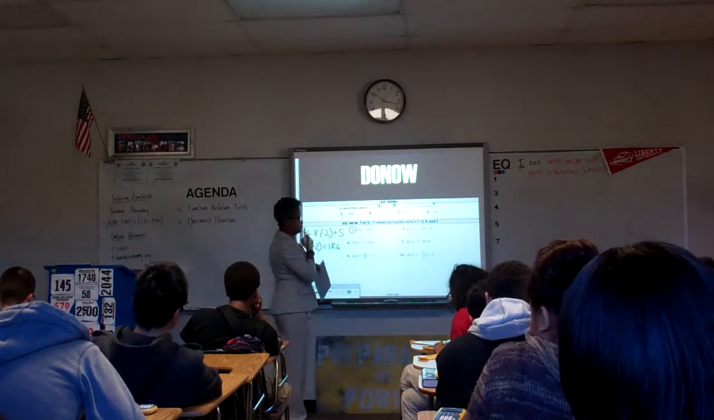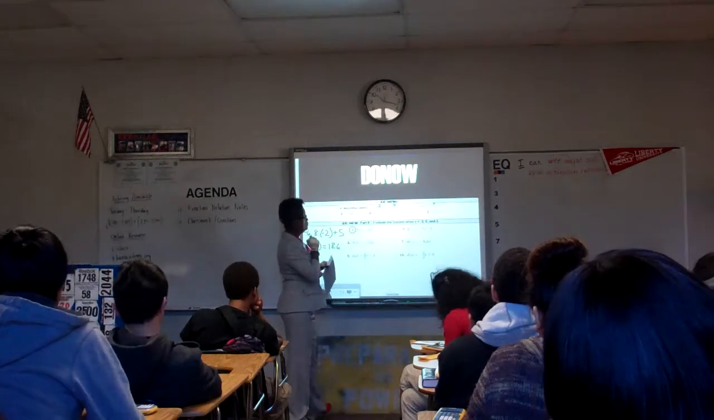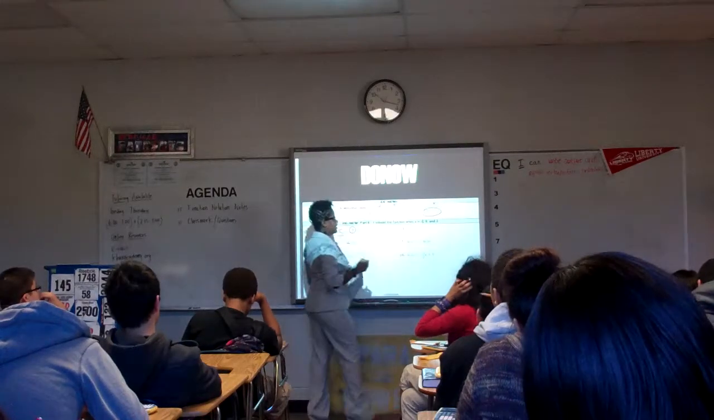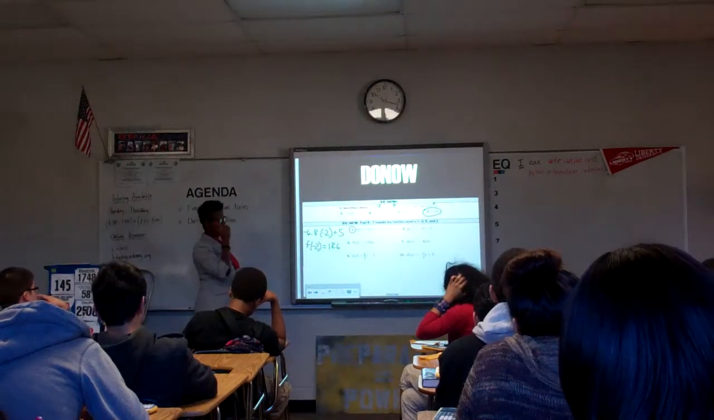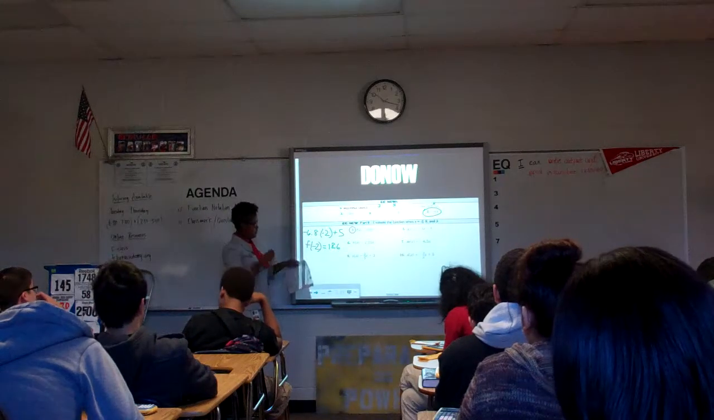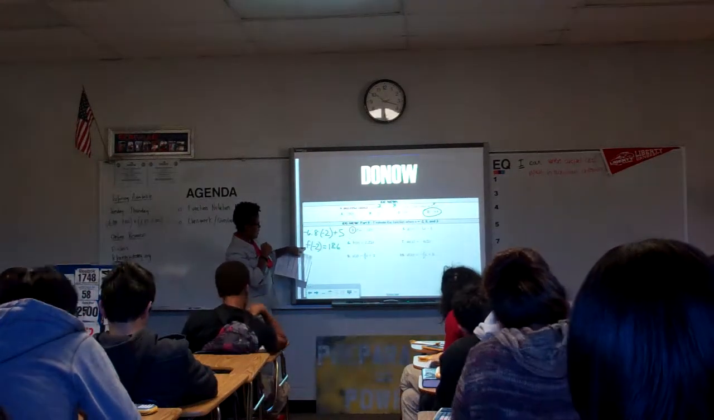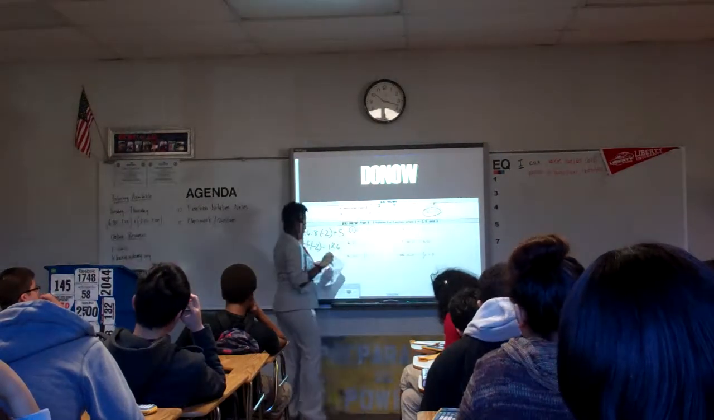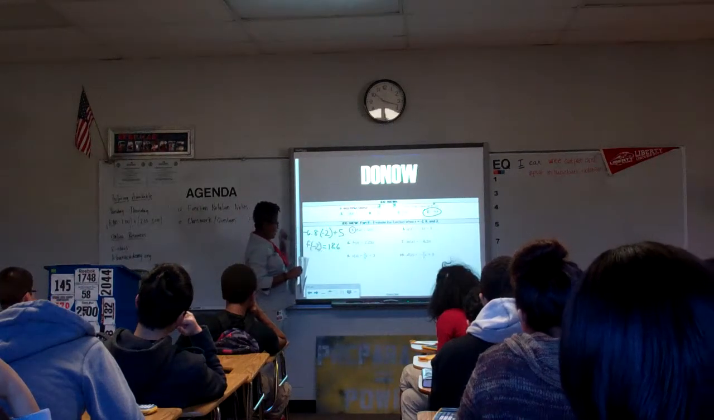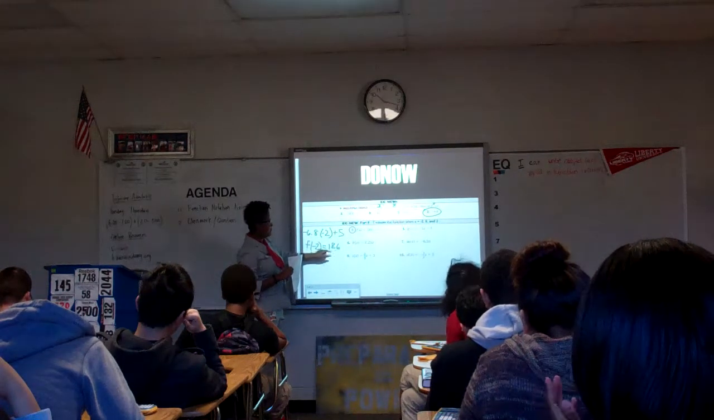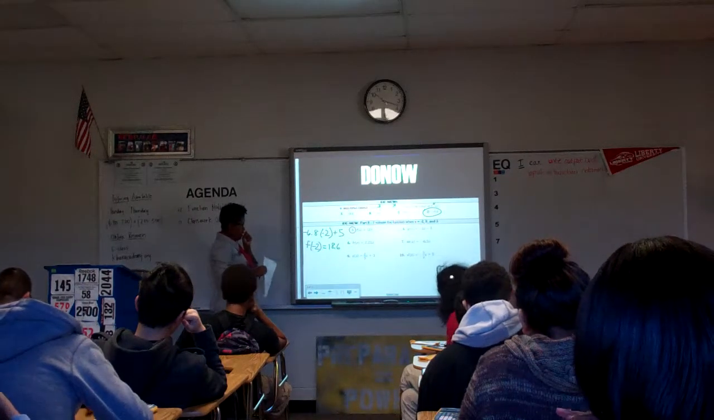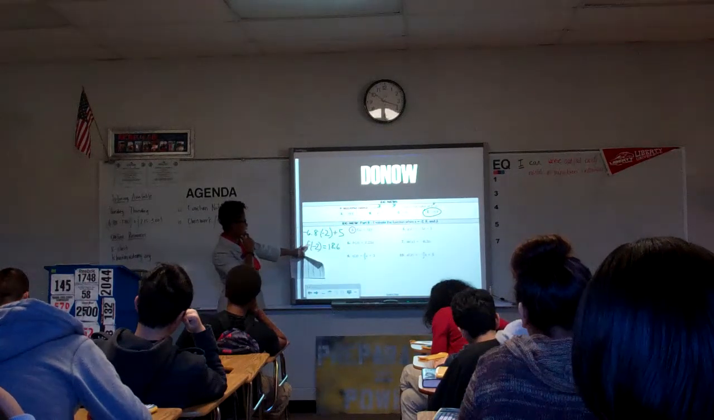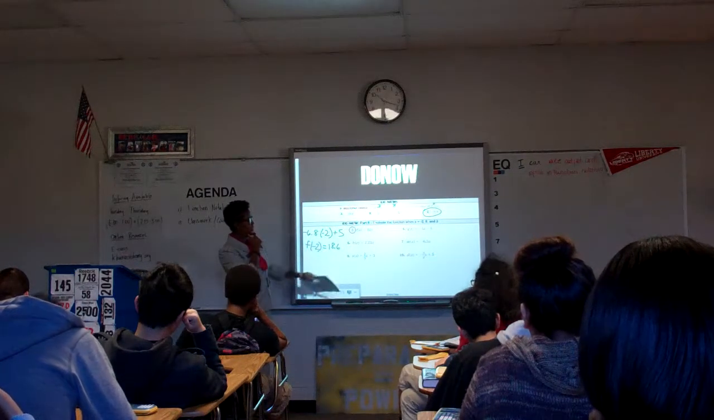Okay, what did you guys get? 18.6. Now, to write this in function notation form, we want to write the function of negative 2, which is our x, that's our input, equals 18.6, which is our output. That's how we're writing function notation. Okay?